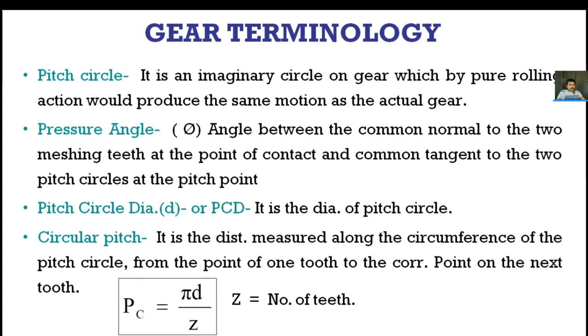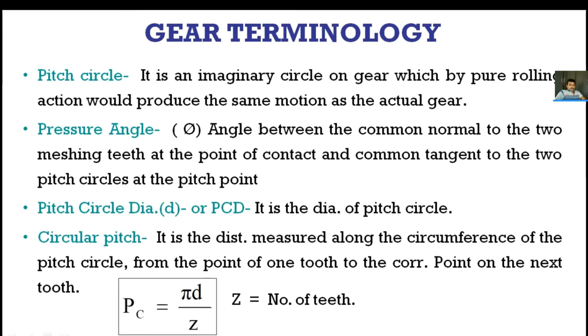So the pressure angle involves the common normal to the two meshing teeth. If we consider the meshing of two gear teeth, you can draw a common normal. The angle between this common normal and the common tangent to the two pitch circles, which we have already considered here, is called the pressure angle. Pitch circle diameter is generally indicated with D here.